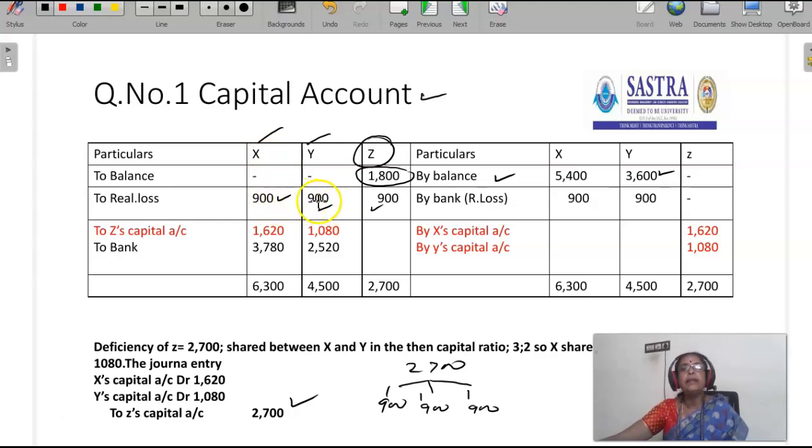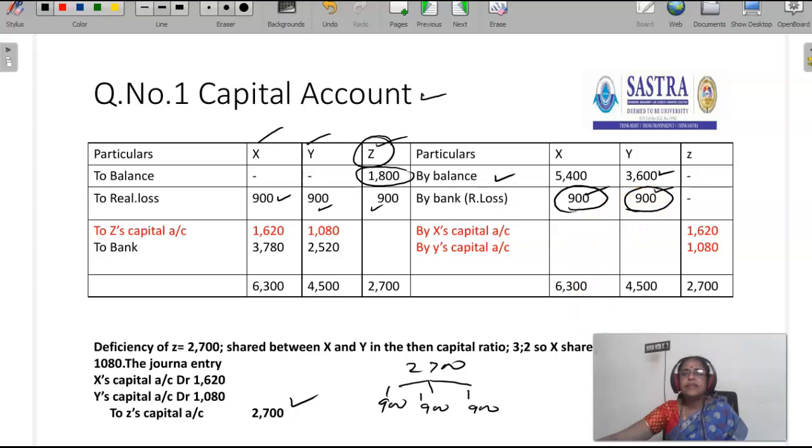So they have to bring it back. But Z cannot bring anything because he doesn't get any amount from his private assets. His contribution to the firm is nil. Already it is given in the problem. So we have to credit 900 rupees and 900 rupees to X capital and Y capital. They bring cash, so cash account debtor to capital account. X capital account debtor to cash account 900. Y's capital account debtor to cash account 900 rupees. So their capital account is credited to the extent of 900 rupees.